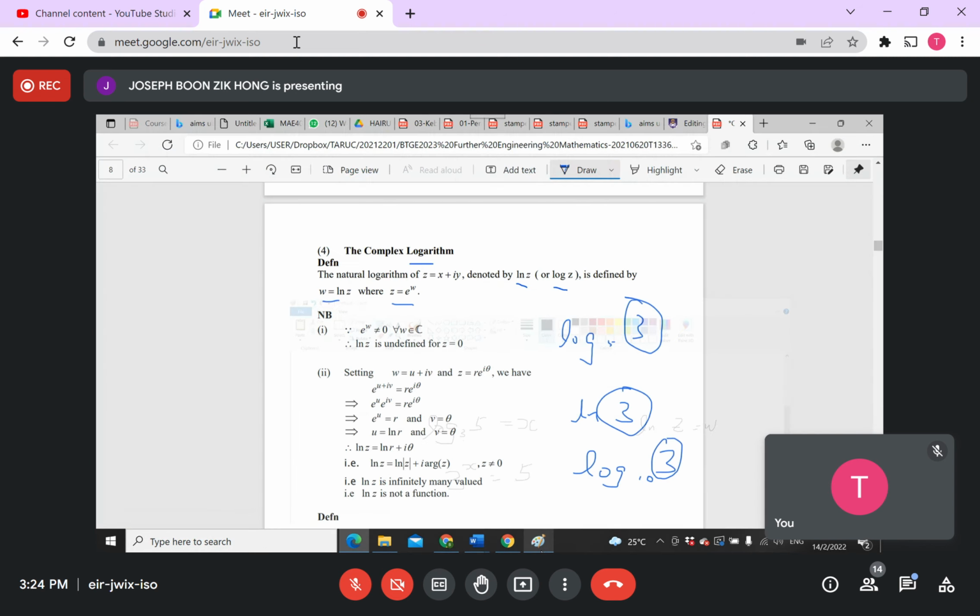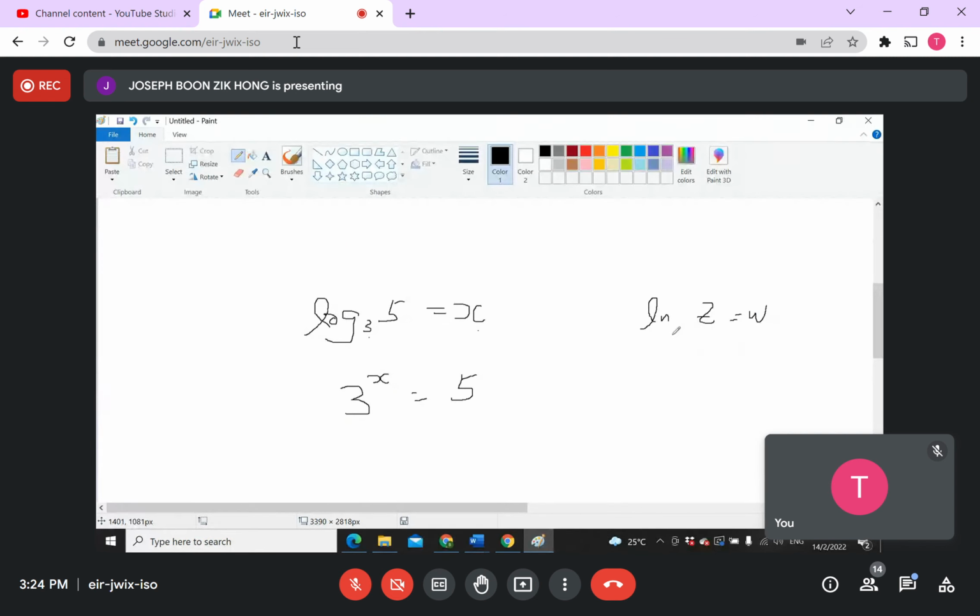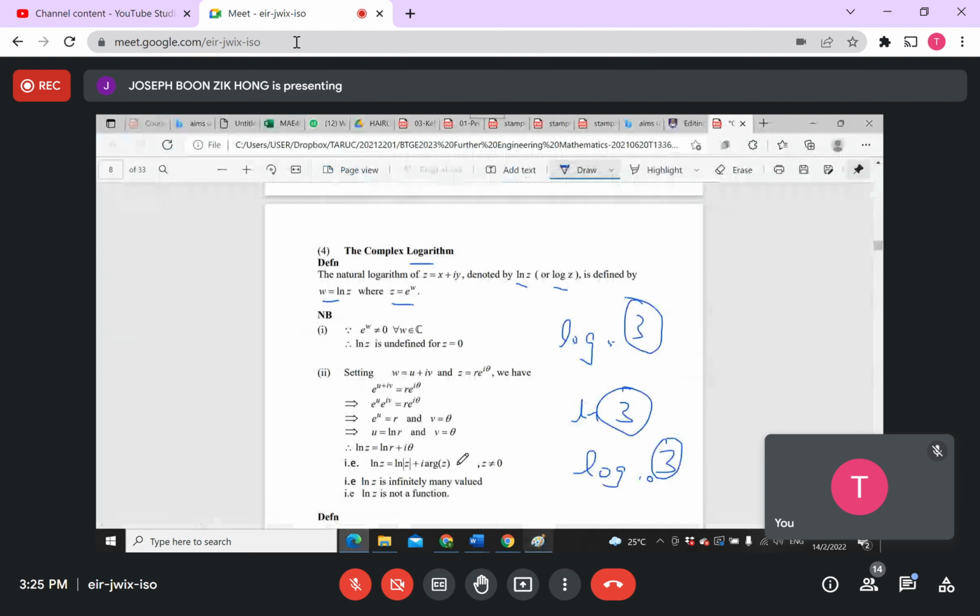Am I correct? Or log w equal to z? Okay, log z equal to w. So based on e, because it's exponential, z equals e^w. e is still the base number, and the power is w, equal to z. So that's why we have z is e^w. Here you have to know that e^w won't equal 0, which means you won't have log 0. That's why log 0 is undefined, no matter what your z is. This is also the same for real numbers.